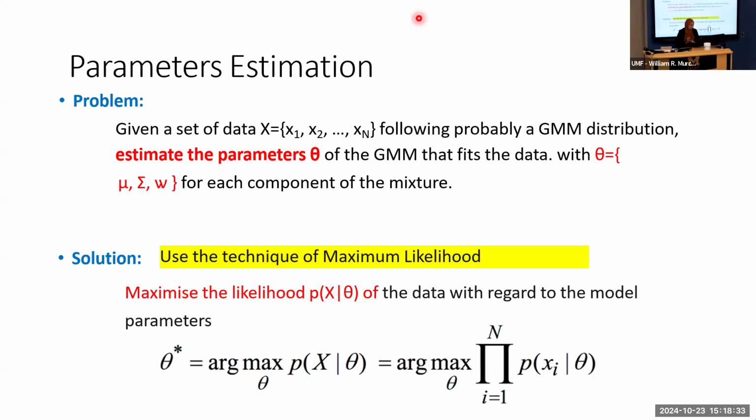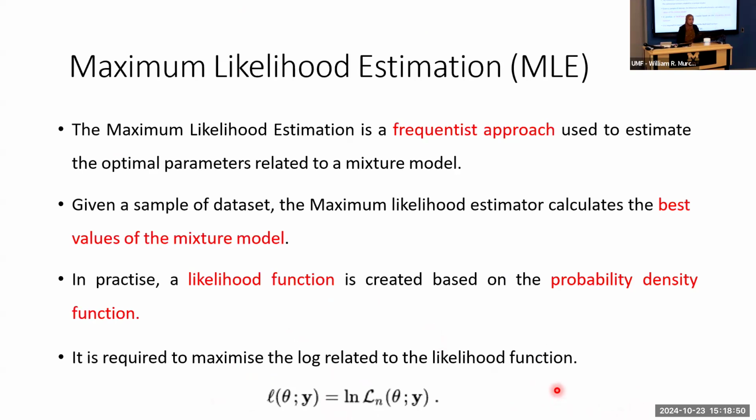Okay. Of this probability function p of x given theta, which could be written as the product of all probabilities, and we've seen this before. So now, the maximum likelihood estimation is the frequentist approach used to estimate the optimal parameters related to a mixture model. Given a sample data set, the maximum likelihood estimator calculates the best values of the mixture model. Here I'm calculating only one value, which is the best. It could be a set of best values. So in practice, the likelihood function is created based on the probability density function, and it is required to maximize the log of the likelihood function. So the log-likelihood is given by ln of the likelihood function, at the end denoted by L.